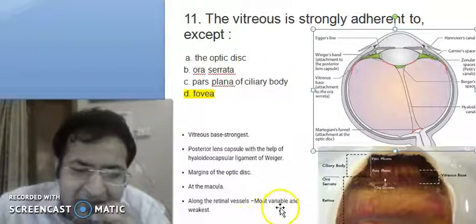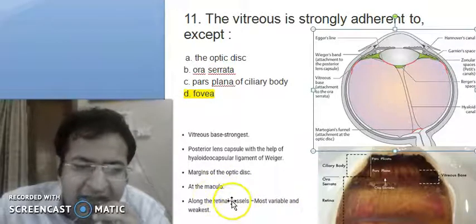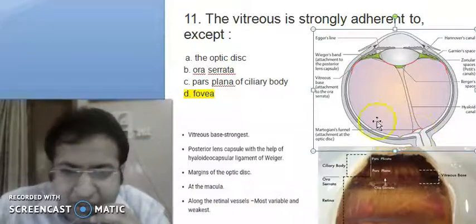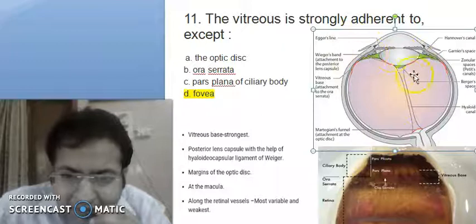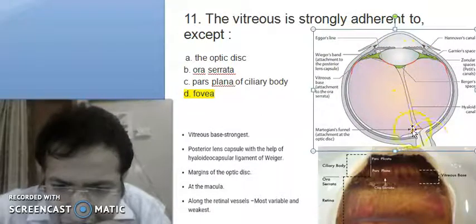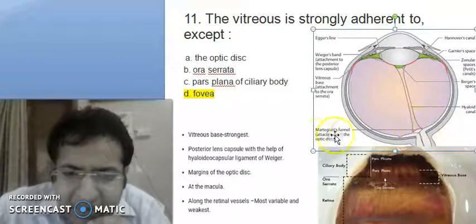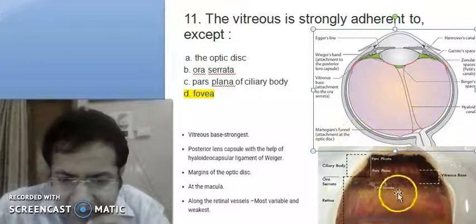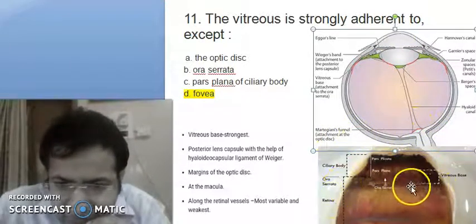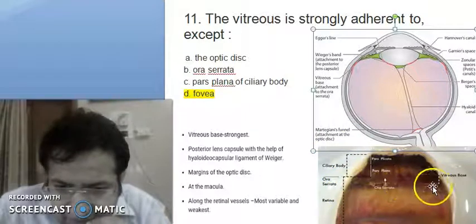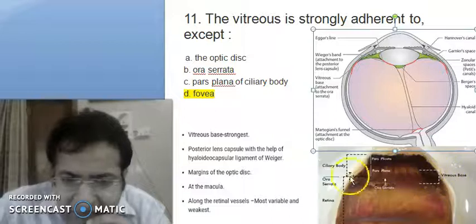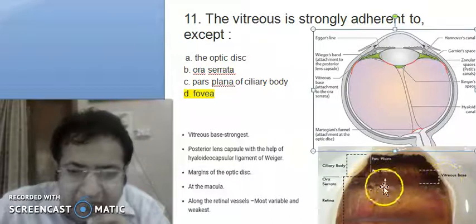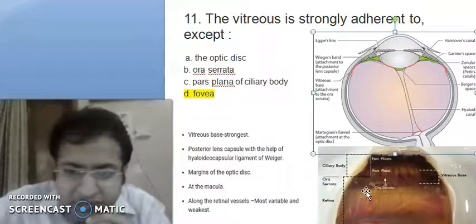But these both attachments are weak attachments and not the strong attachments as seen at the vitreous base, the hyaloideocapsular ligament or the ligament of Wieger, and the optic disc, where it is known as Martegiani's funnel. And the vitreous base is attached to the ora serrata and the pars plana part of the ciliary body, where it has the strongest attachment. Okay, what was the next question?